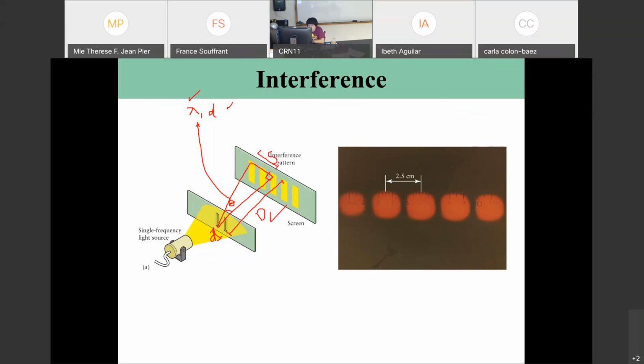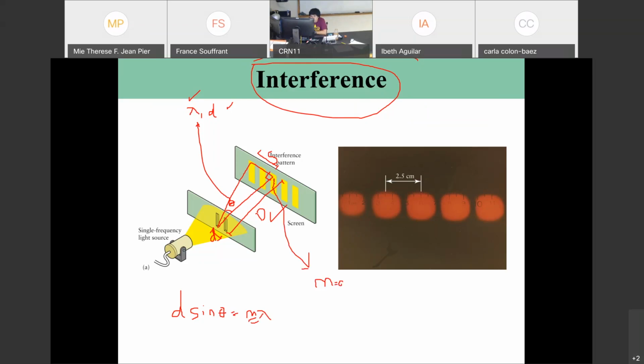If you're interested to know the equation for the interference, it is given by d sine theta equals m lambda, where m is the order. For example, the one here, we call it the central maxima. So here m is equal to 0. If m is equal to 0, that means theta is 0. This is 1 and this is 2. So that's just basically how it is.